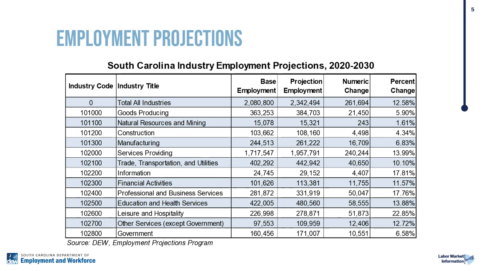So this table shows the latest long-term industry projections that we have. So overall employment is projected to grow by 12.6%, or 261,000 jobs. And goods producing industries are expected to grow by nearly 6%, while services are projected to grow by nearly 14%. Education and health services are projected to be the largest sector in 2030, followed by trade, transportation, and utilities.